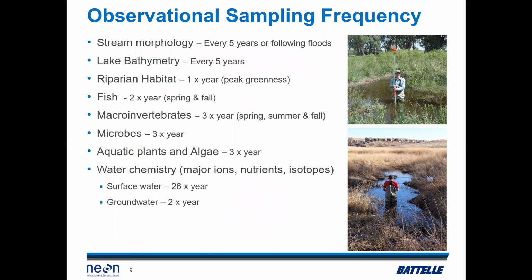Here's some of the frequencies for our OS sampling. Most of the biological sampling is done between 1 to 3 times per year, whereas some of the more physical measurements like morphology and bathymetry are only done once every 5 years or so, with the exception of stream sites. If they do have a large flood that causes scouring and causes the morphology to change, then we will go back and do another survey.